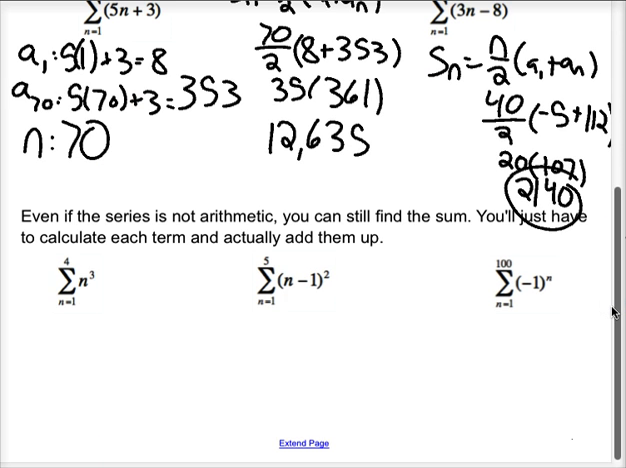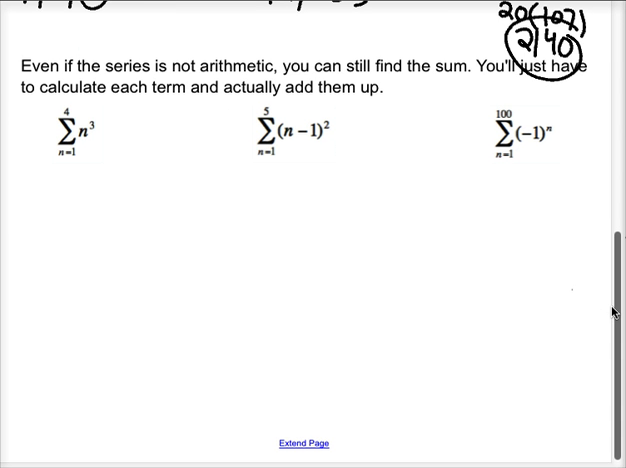All right, now to end. Even if the series is not arithmetic, you can still find the sum. You'll just have to calculate each term, and then you'll just have to actually add them up in the end. Because look at each of these. Arithmetic terms we know follow the equation of a line. So if the equation isn't the equation of a line, you can't use the arithmetic series formula to find the summation. You'll just have to plug them in. So for example, this first one, if I want that summation, doesn't follow an arithmetic sequence, so I'm just going to have to add them up.